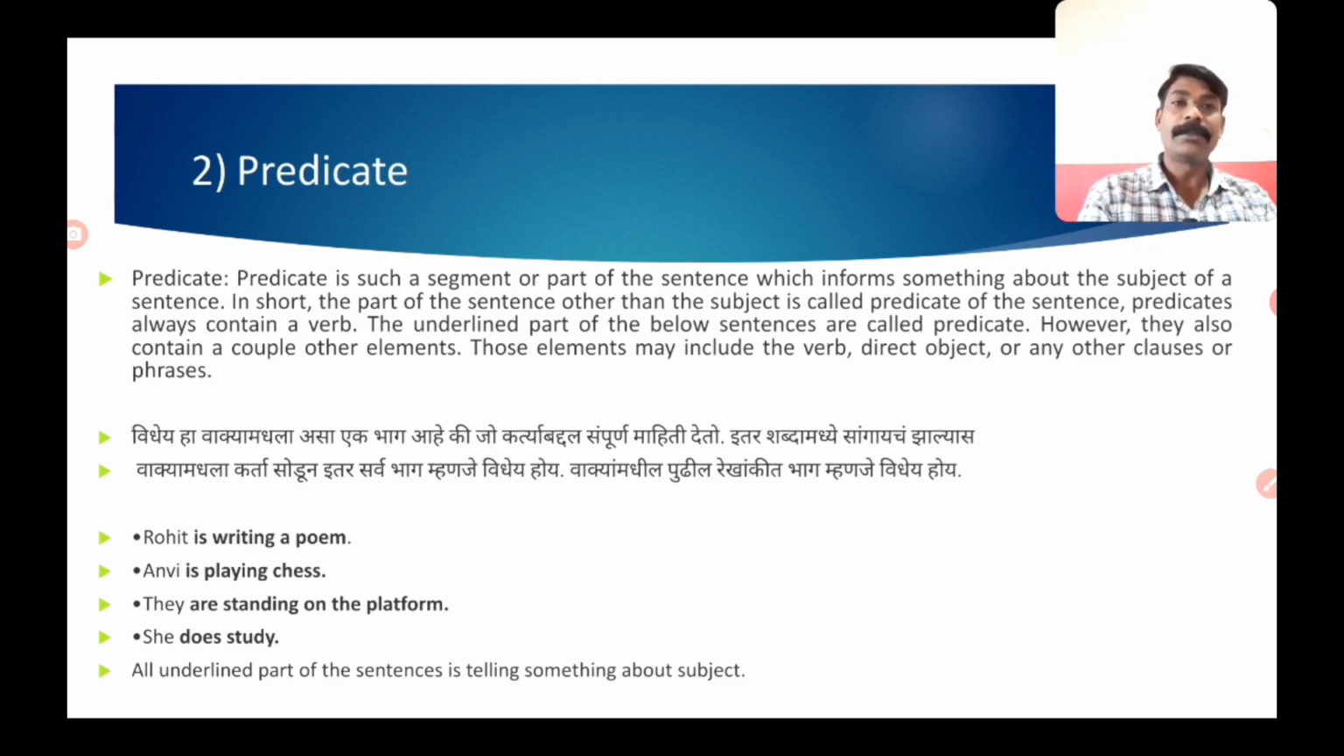Predicate is such a segment or part of the sentence which informs something about the subject of a sentence, because the entire information is given about the subject. That whole part of the sentence is called the predicate. In short, the part of the sentence other than the subject is called the predicate of the sentence. Predicates always contain a verb. The underlined parts of the below sentences are called the predicate. However, they also contain a couple of other words. Except the subject, the predicate consists of the verb with certain other words.